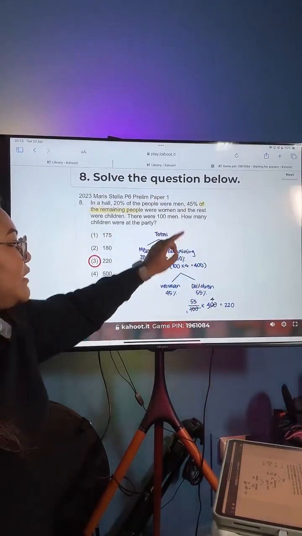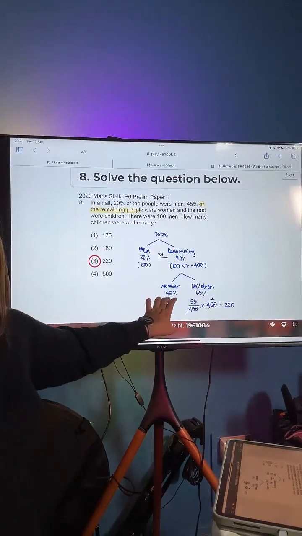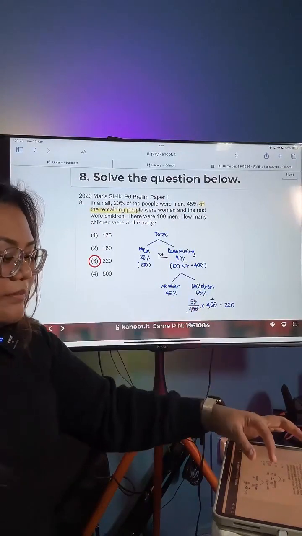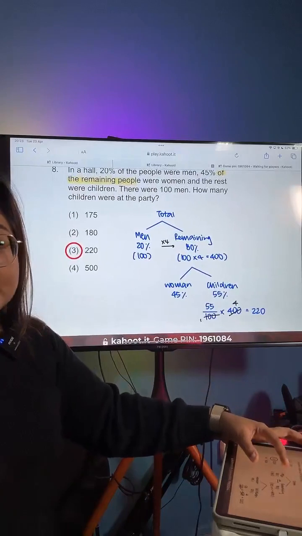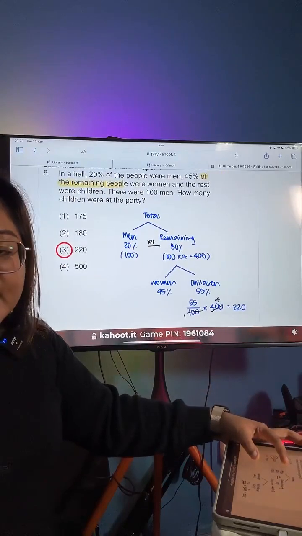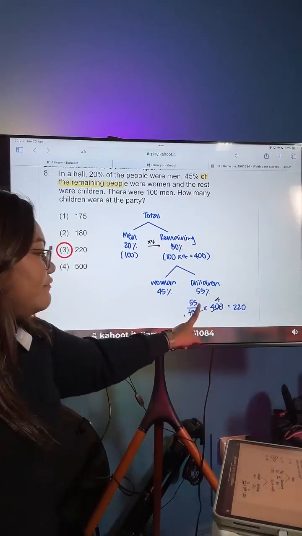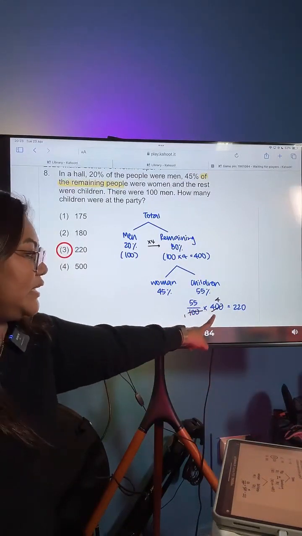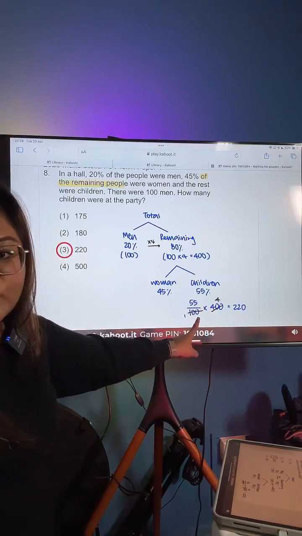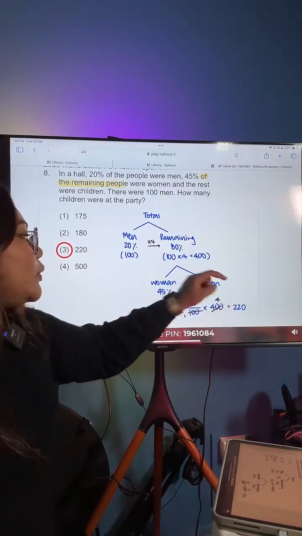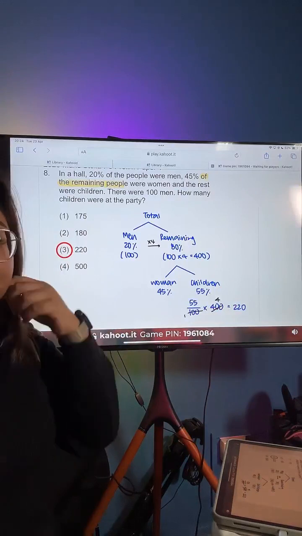If 45% of the remaining are women, the balance 55% must be children. Hence, 55% of the remaining. 55% of means times remaining is 400. 55 over 100 times 400, we will get 220. Okay, 55 times 4, 220.